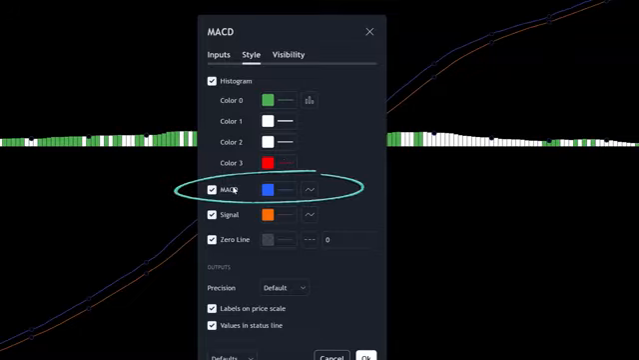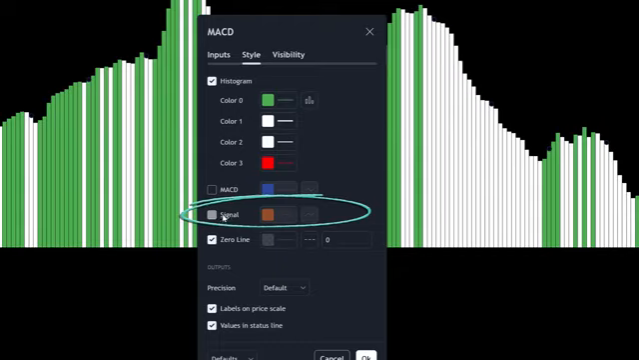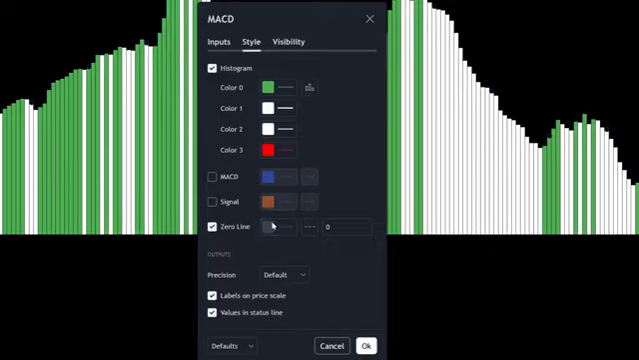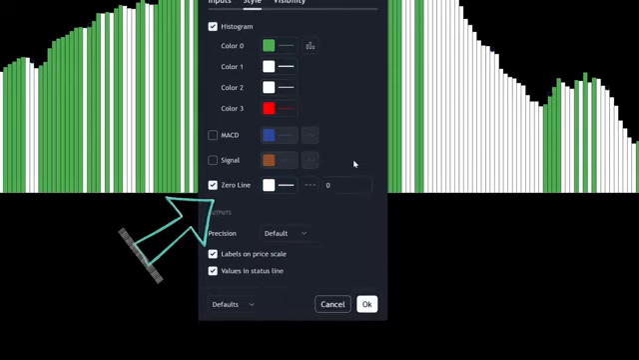Now let's focus on the MACD line and the signal line. Since our primary focus is on the histogram, we can disable the MACD and signal options to declutter our chart and make it easier to analyze the information we need. Lastly, we want to ensure that the zero line is clearly visible on the chart. By increasing the line's thickness or adjusting its color, we can easily identify when the MACD histogram crosses the zero line, signaling a potential shift in the market momentum.